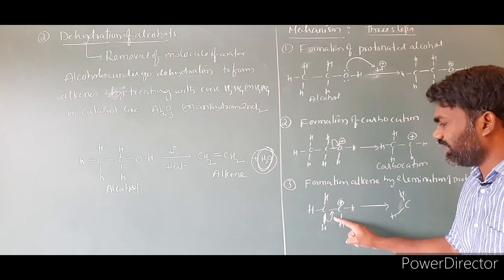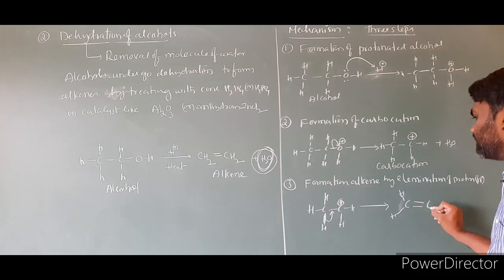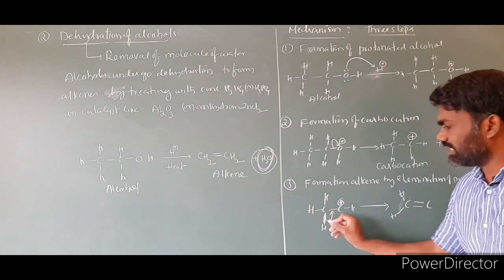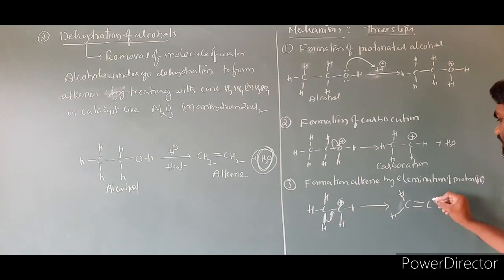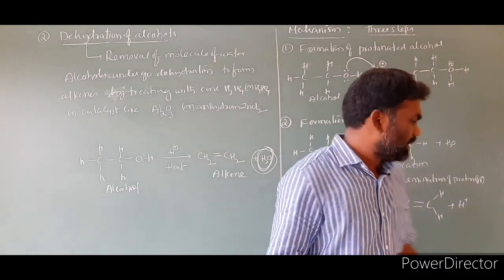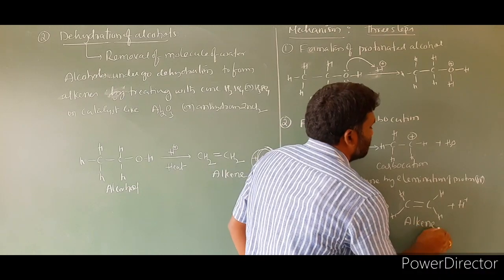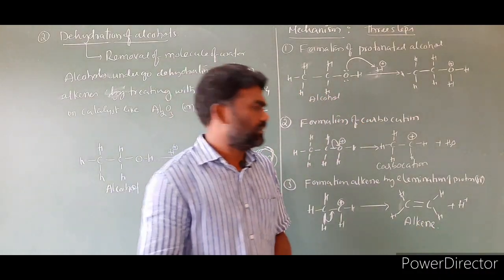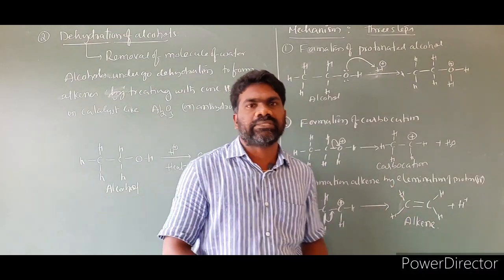Then this bond is moving, in the sense between the 2 carbons a double bond is formed. Already one bond is there. This bond is shifting to here. As a result, a double bond is formed. These 2 hydrogens remain the same, hydrogen and hydrogen. Then another one we get is H plus. Clear? The product formed here is alkene. This is the formation of alkene by elimination of proton. This is step number 3.